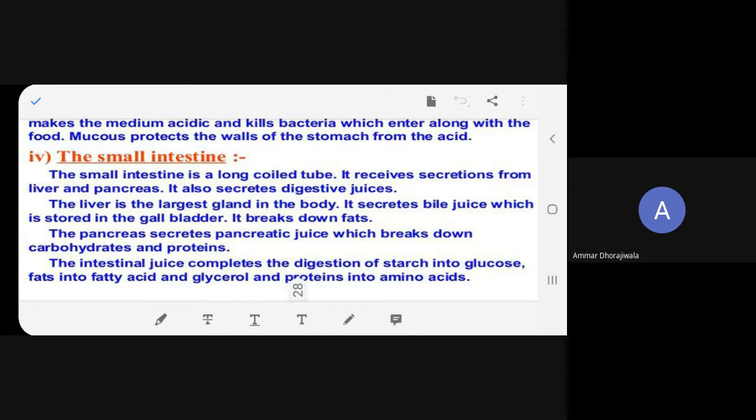That's it. Now let's talk about the liver. What is the liver? In our body, it is the largest gland. What is it producing, beta? It is producing bile juice.